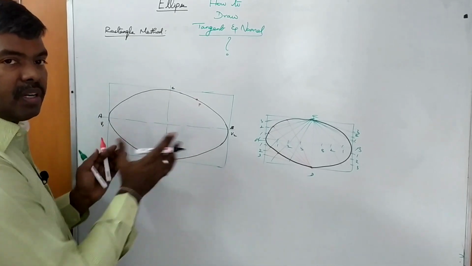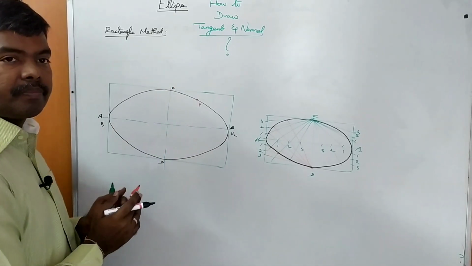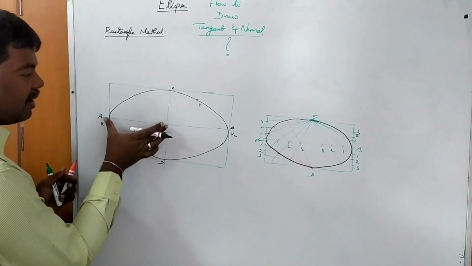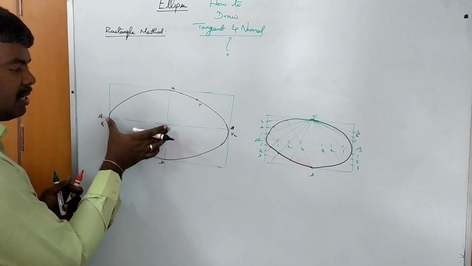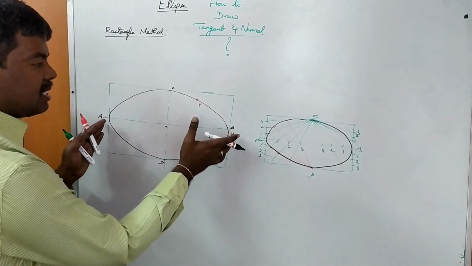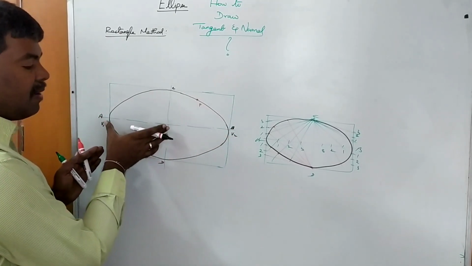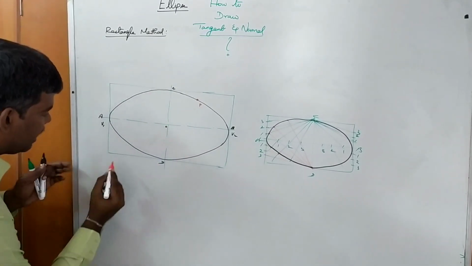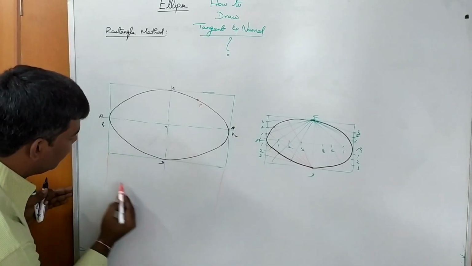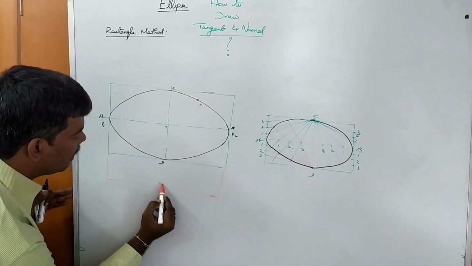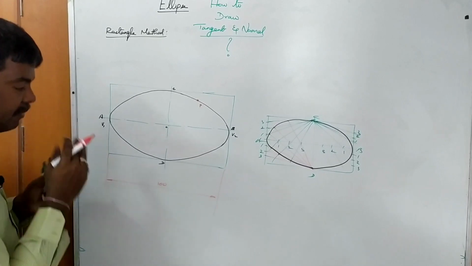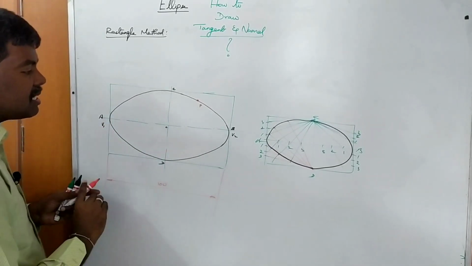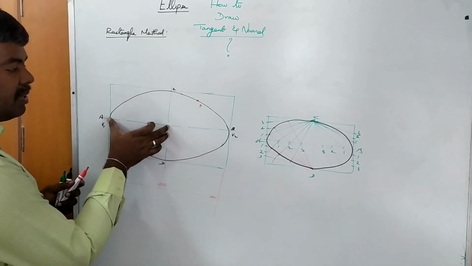How to determine the focus first, then only we go for the tangent and normal. Very simple: you take half of the major axis as the radius. Let us assume the rectangle size, the major axis, is 100 mm. Therefore half of the major axis is 50. So take the compass with 50 as the radius, OA as the radius.